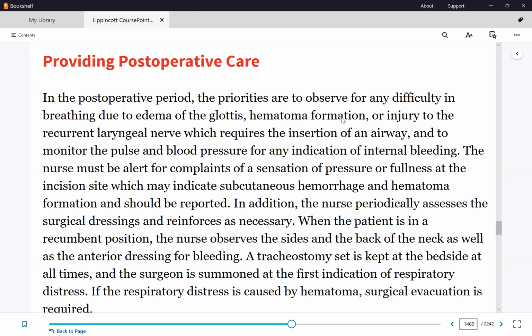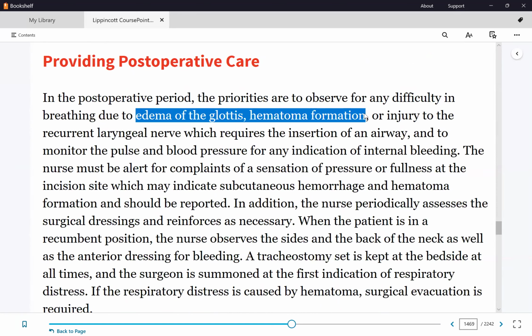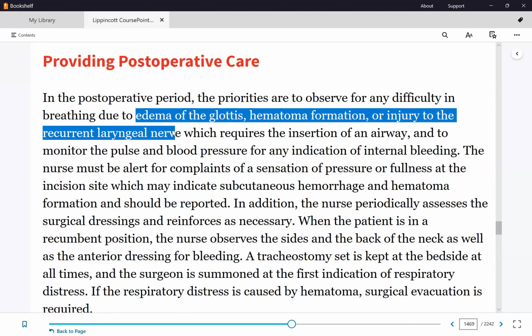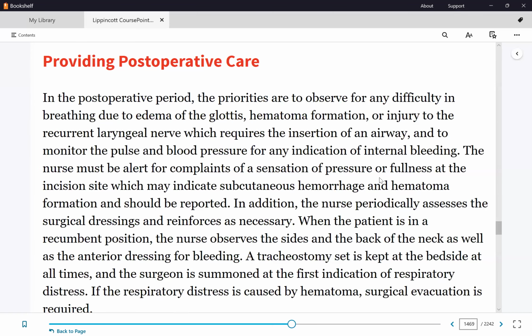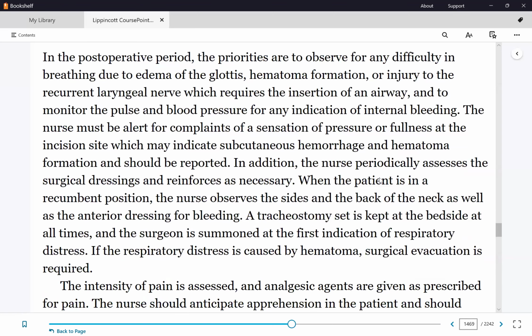So the incision is here. Do we have any breathing concerns here? Will there be any airway inflammation, swelling? Okay, so that's a possibility. There could be edema of the glottis. There could be bleeding, hematoma there, and injury to the laryngeal nerve. These are our most common problems: bleeding, airway problems, and laryngeal nerve injury. So we monitor for all three.